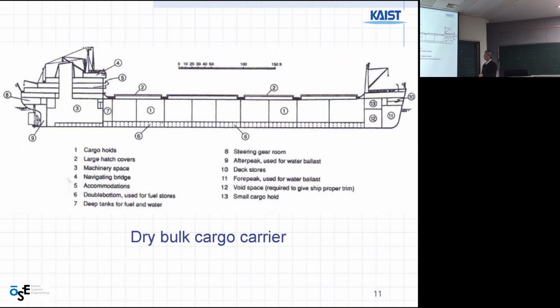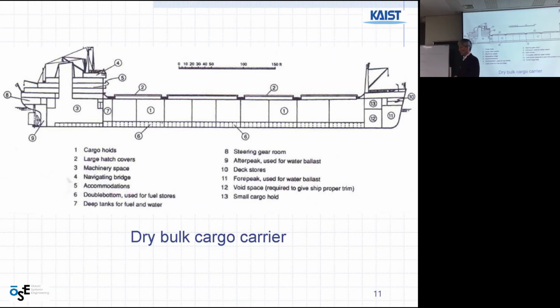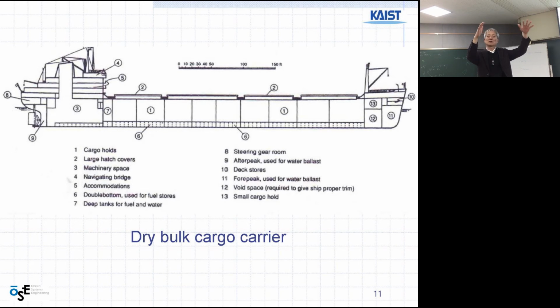Dry bulk cargo carrier. Bulk cargo. When you go to your grocery or shopping market, there is a grocery, and some of them are bulk material. Do you know what bulk material means in your shopping? Peanuts, not canned ones. Raw peanuts. Oh, grains, right? Rice. Many times we have packed rice, but sometimes there is raw rice.